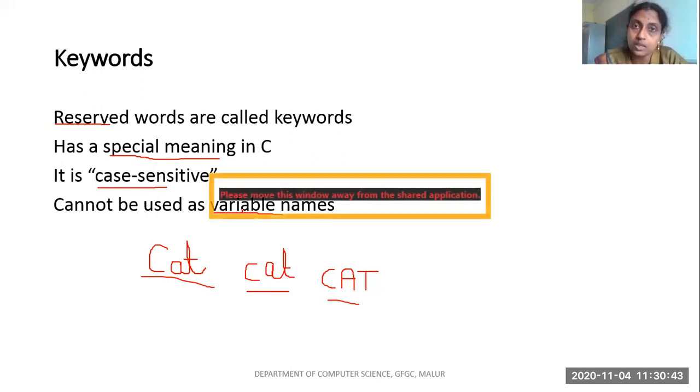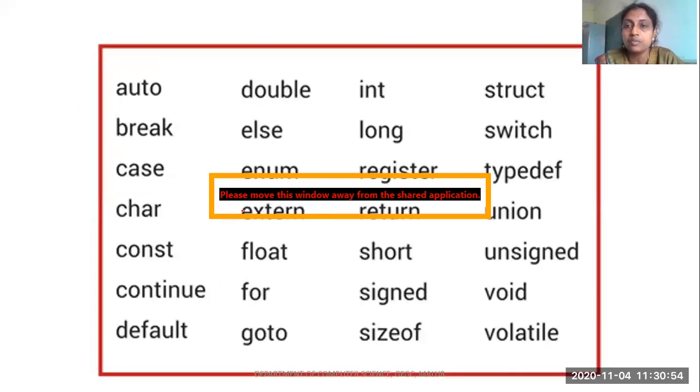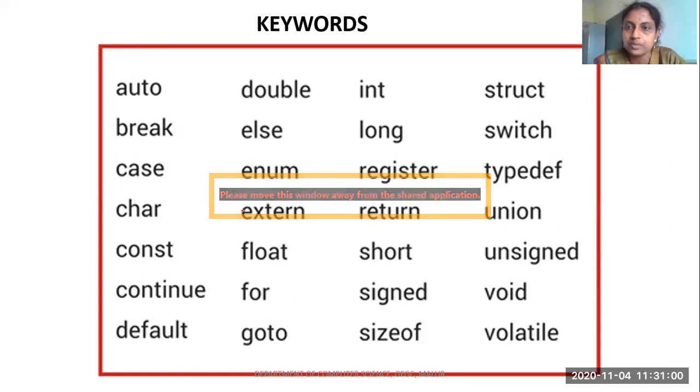Whenever they ask what a keyword is, remember: reserved words are called keywords. There are 32 keywords that you can write. Examples of keywords are if, while, and like that. These are reserved words in the computer, and each has a certain purpose; only for that purpose can we use it. Like auto, break, case, char. Some other keywords in C are short, for, goto, sizeof, volatile, unsigned.